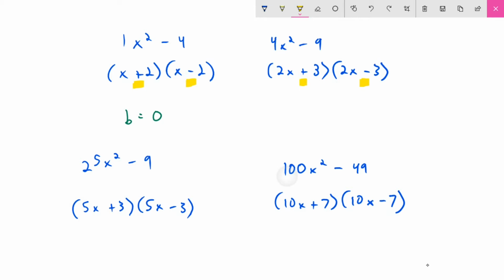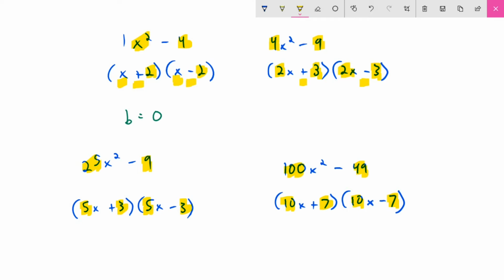Watch this. x times x is x squared. 2 times 2 is 4. Over here, 2 times 2 is 4. 3 times 3 is 9. Over here, 5 times 5 is 25. 3 times 3 is 9. And on this last one, 10 times 10 is 100. And 7 times 7 is 49.